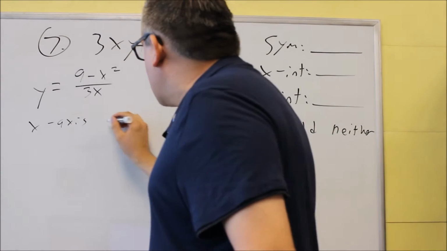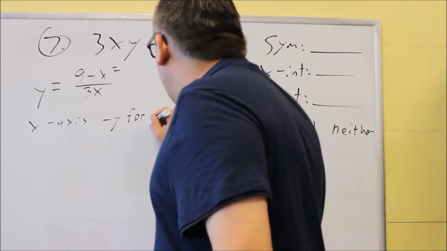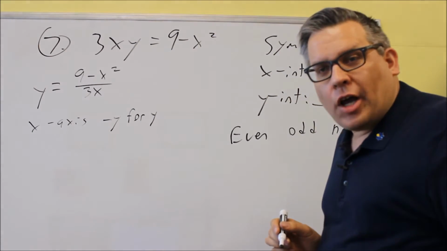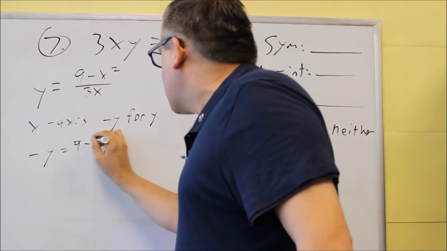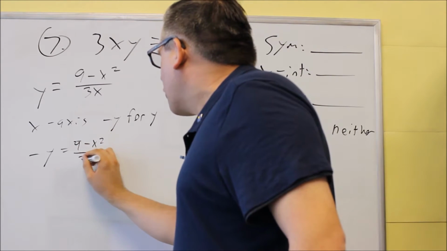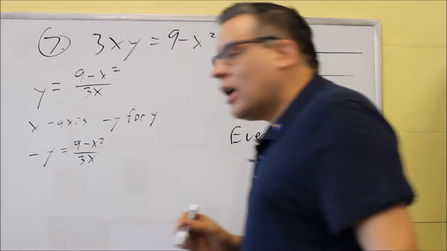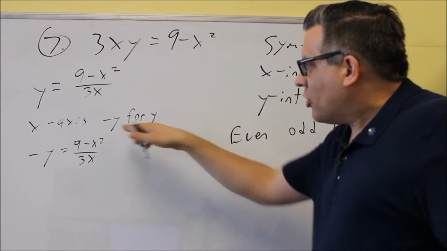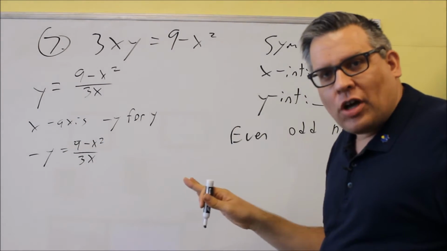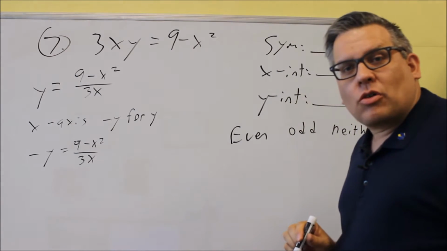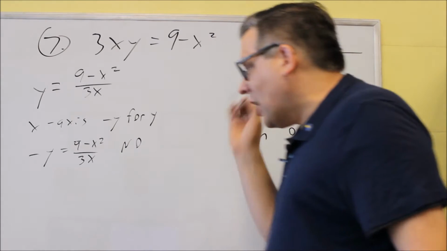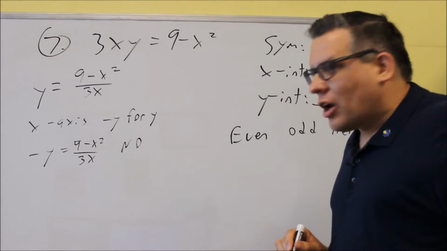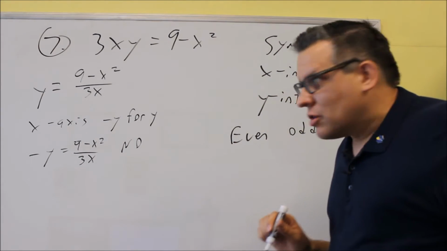Now with the x-axis, you're putting in a negative y for y. So if we put that in here, we get 9 minus x squared over 3x. And the idea with these different tests is you put negative y in for y, you're going to simplify it. If you don't get the same thing that you started with, then you know it doesn't have that symmetry. In this case, I put that in there and it's no. It doesn't have that kind of symmetry, so no x-axis symmetry.